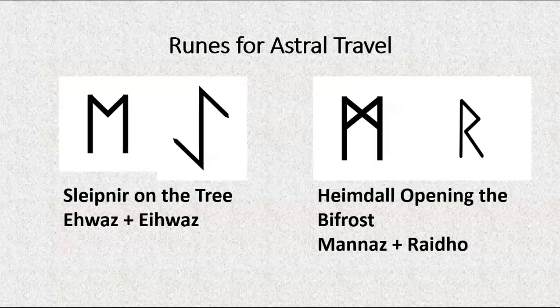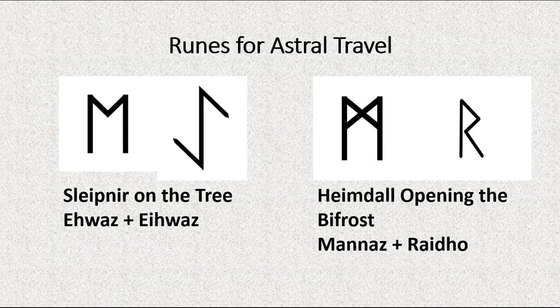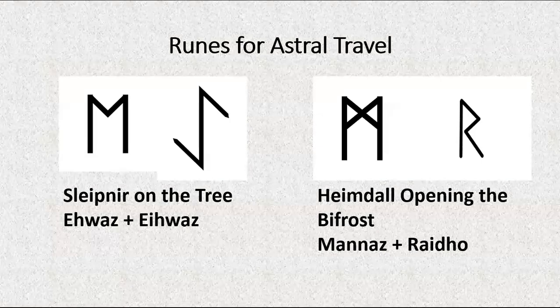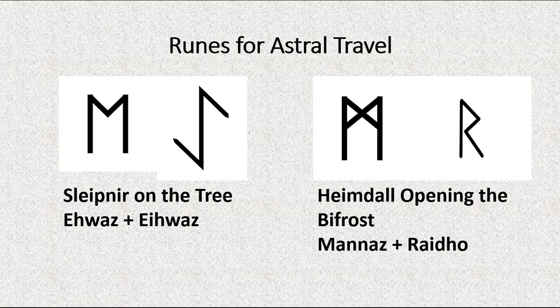So I have here two different rune combinations that can be used for astral travel. And I call them Sleipnir on the Tree and Heimdall opening the Bifrost. So Sleipnir on the Tree uses Ehwaz for Sleipnir, who is the eight-legged horse of Odin. And Sleipnir is one of the only creatures in the nine worlds who can travel between them without needing either the Bifrost or some other magical means of going between the worlds. He himself can go wherever he likes.